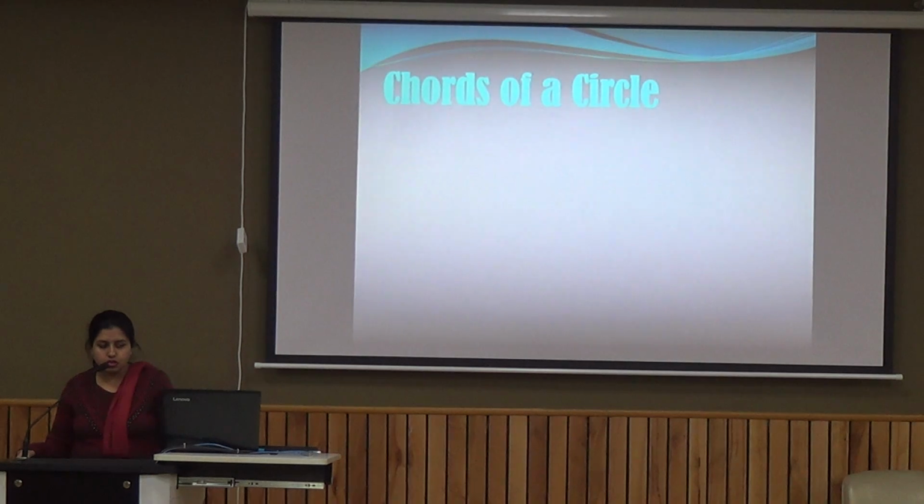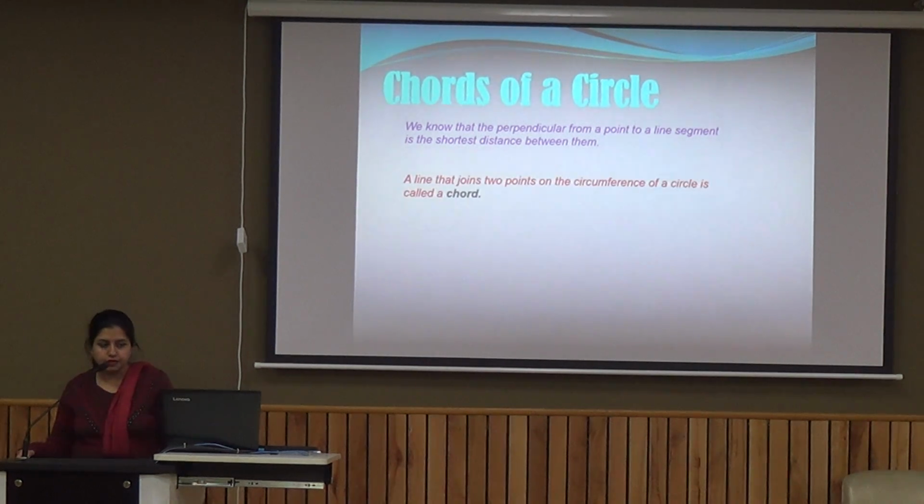Now, what are the chords of a circle? As we have already revised, the line segment having its end points on the circle is known as the chord of a circle. A line that joins 2 points on the circumference of a circle is called a chord. A chord passing through the center of the circle is called the diameter. The longest chord of the circle is the diameter.